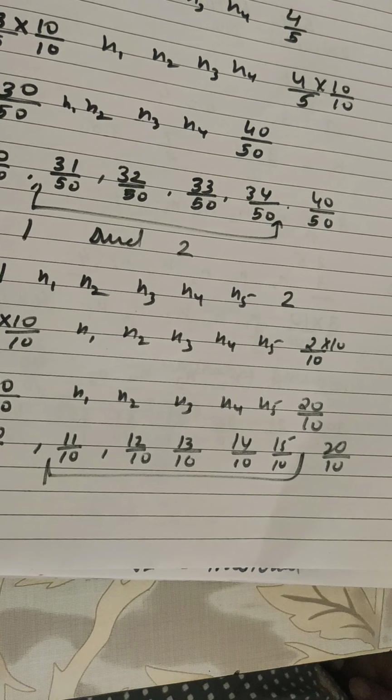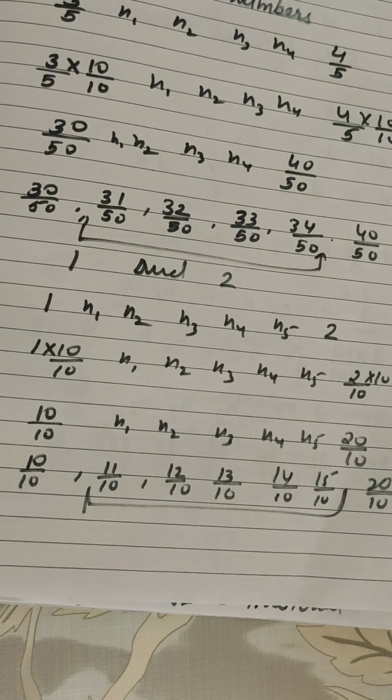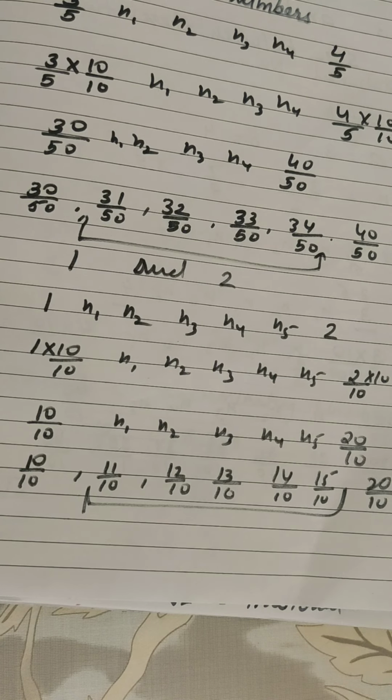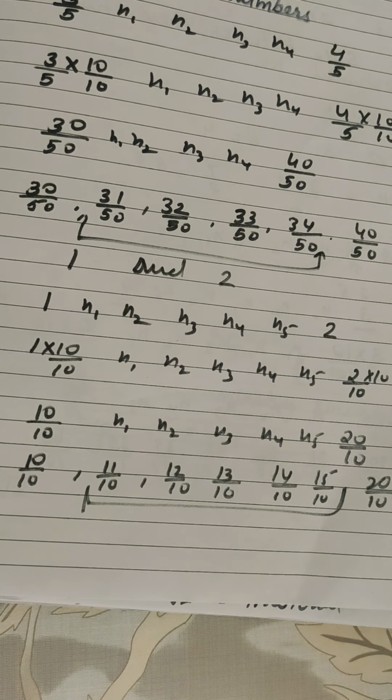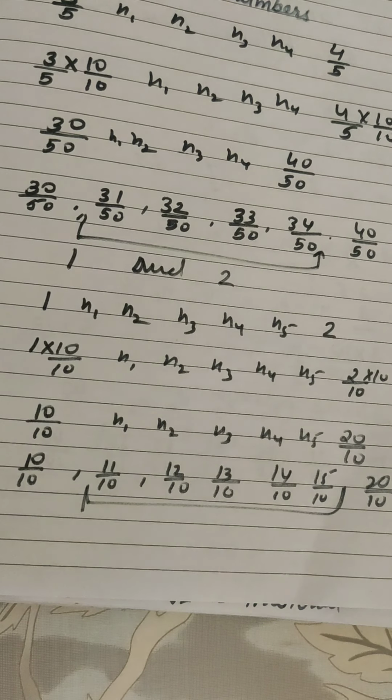Clear? So this is all about how to calculate the numbers between two rational numbers. This method we can use, and that would be easy for you to calculate the number between two rational numbers.